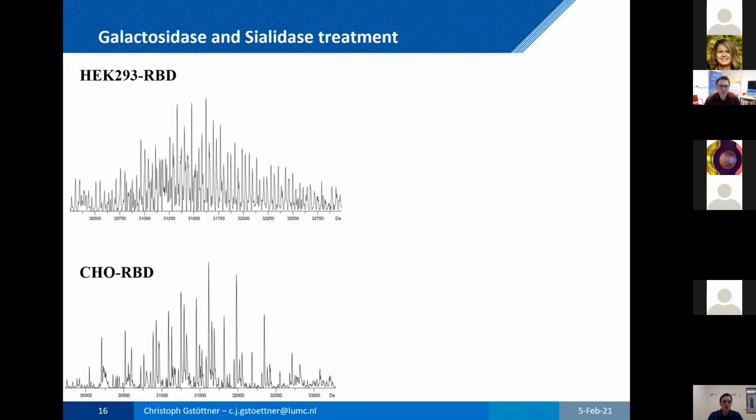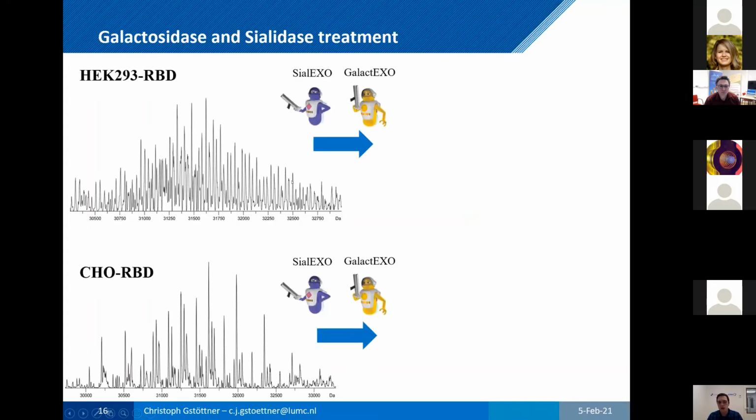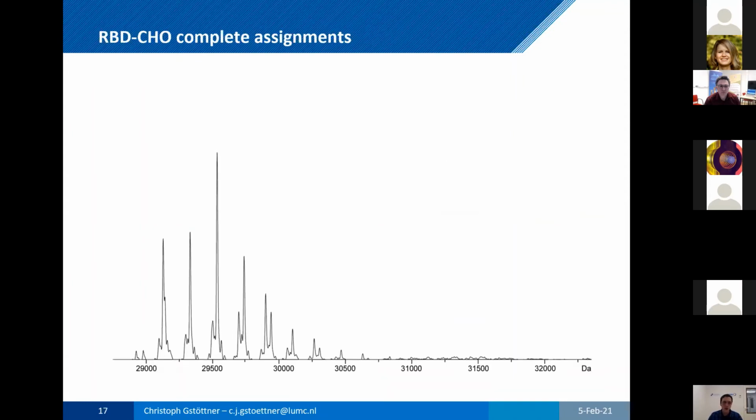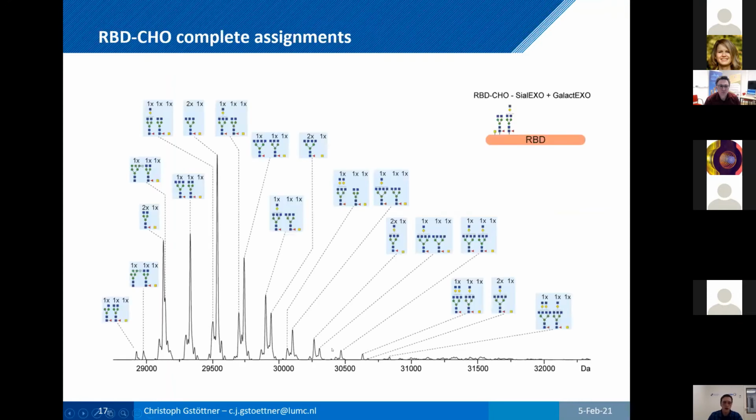So here are again the spectra that I showed you at the beginning. The HEK cell produced material is in the upper one and the CHO cell produced material in the lower panel. And if you treat this now with a galactosidase and a sialidase, then you can see that we really can simplify the spectra and get only the core N-glycan structures, which are then very easy to assign with the information on the protein backbone. And if we do this now for the CHO cell produced material, you can see that we easily can assign all these core N-glycan structures.